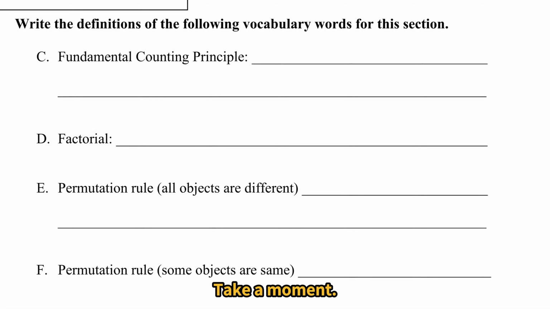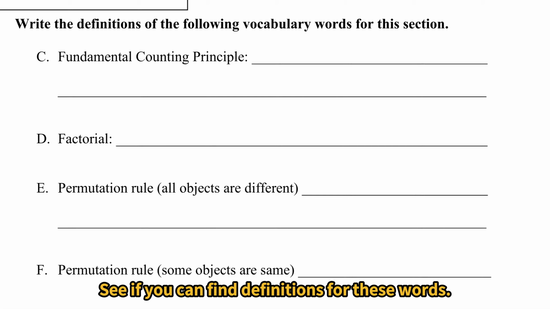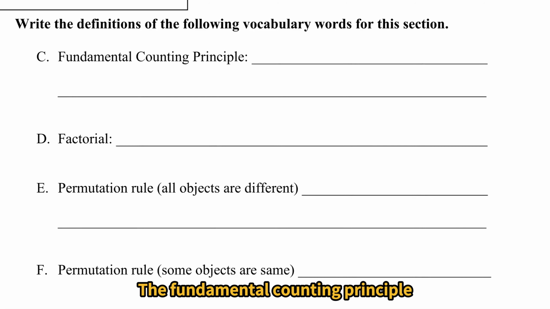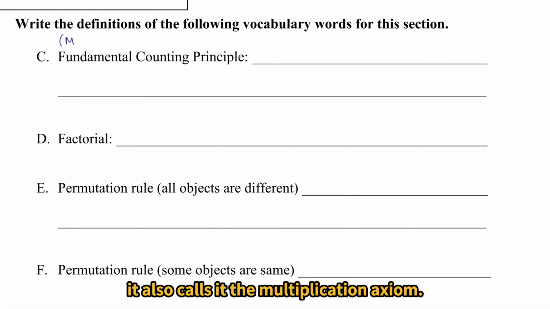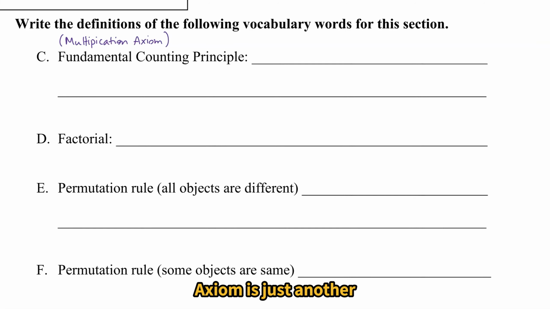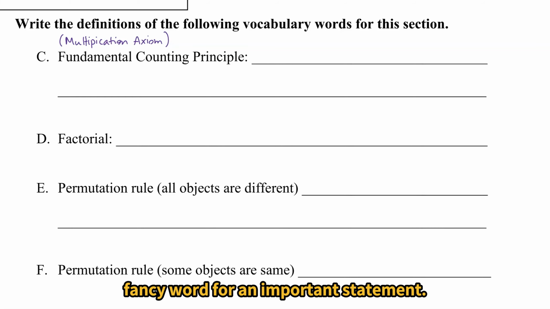Take a moment. If you can, pull up your textbook. See if you can find definitions for these words. Write them down. The fundamental counting principle has several different names. You saw that I called it the multiplication rule for counting. In our textbook, it also calls it the multiplication axiom. Axiom is just another fancy word for an important statement.